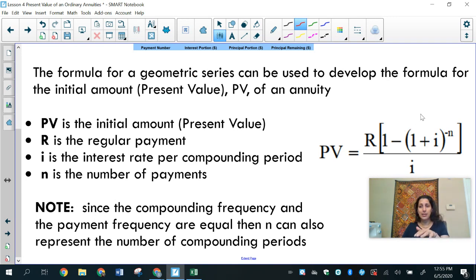This is 1 minus 1 plus I, and then it's to the negative n. But it is all still a square bracket, and it's still divided by I. So just, again, you don't need to memorize the formula. You just have to know how to use it. So let's learn how to use it.